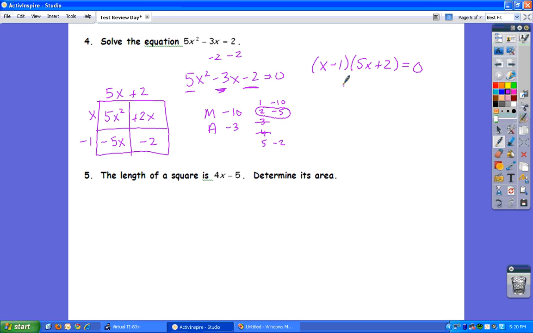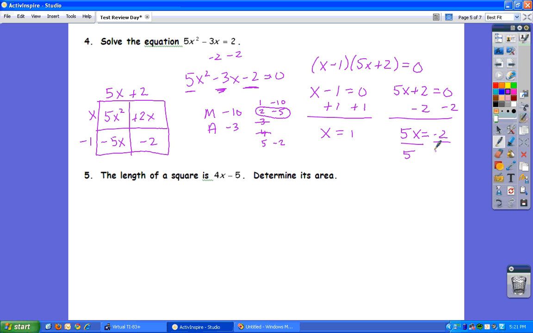And if you remember, we need to now take this and split it up into two parts. And you get two equations. X minus 1 equals 0, and 5x plus 2 equals 0. Solve for x by adding 1 to both sides. X equals 1. Over here, we're going to subtract 2 from both sides. 5x equals negative 2. And then divide by 5. X equals negative 2/5. And x equals 1.